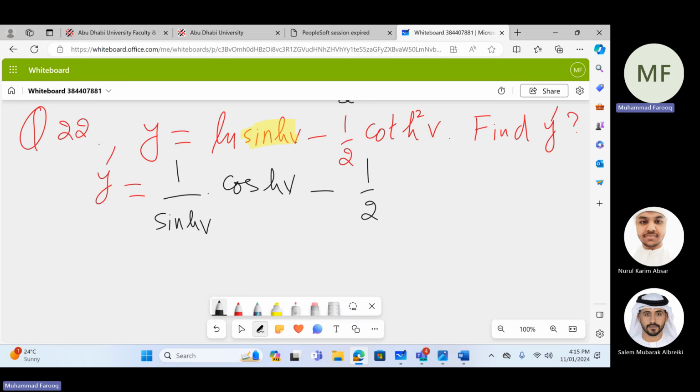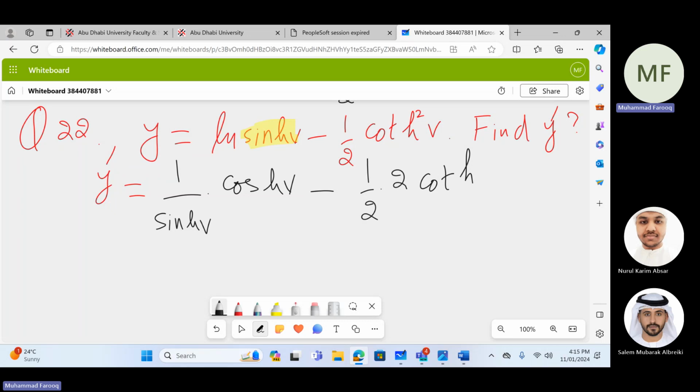How do you find the derivative of cotangent hyperbolic squared v? Use the chain rule. The power 2 is not on the function, it's on the hyperbolic function, so it is cotangent hyperbolic v, all squared. Use the chain rule: n times x to the n minus 1 times the derivative of x. So this is half of the question. Then you write 2, and then you write it again.